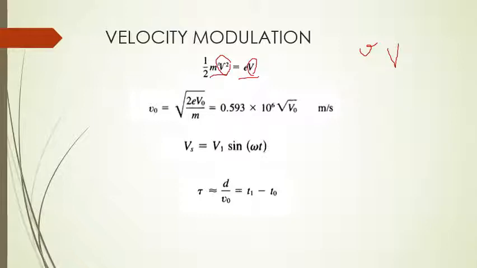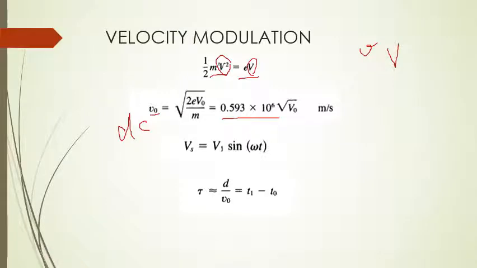From this equation, small v square is equal to 2eV by m. So you get this velocity as v naught. That means this is the dc electron velocity, which you should remember, is square root of 2e by m V naught. The e by m formula you all know. When you substitute the value, you get the final value as 0.593 into 10 to the power 6 square root of capital V naught meter per second. You need to learn these formulas by heart for problems.